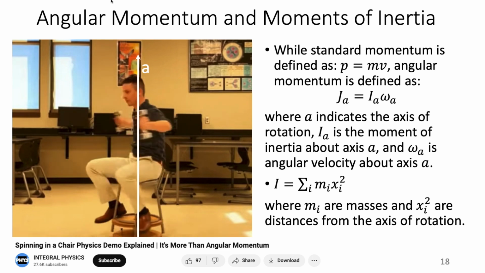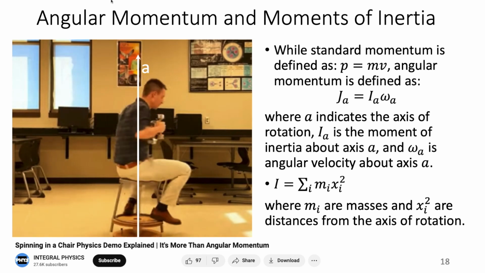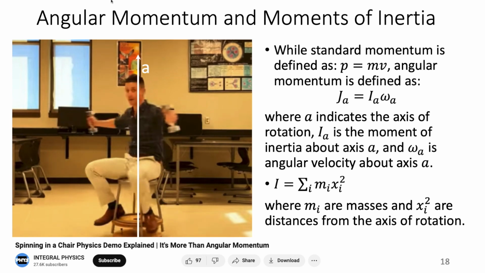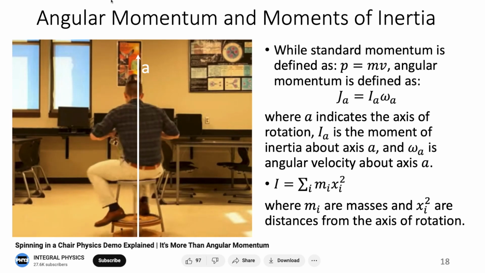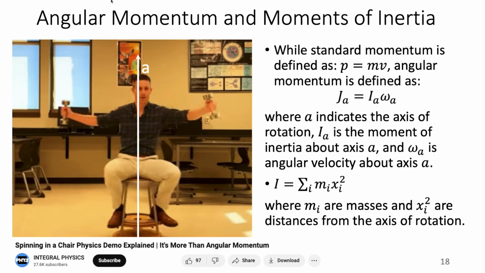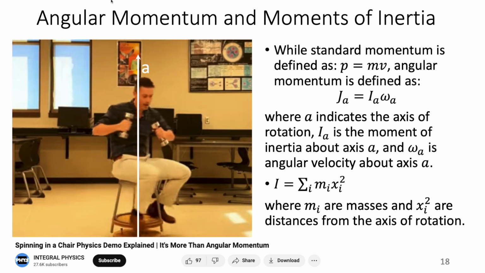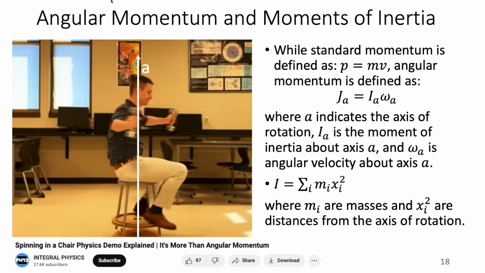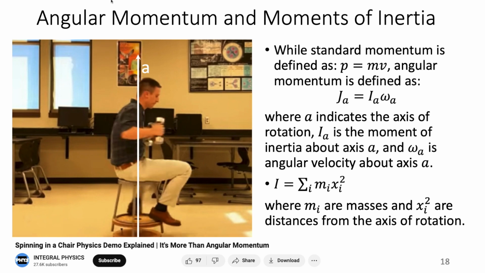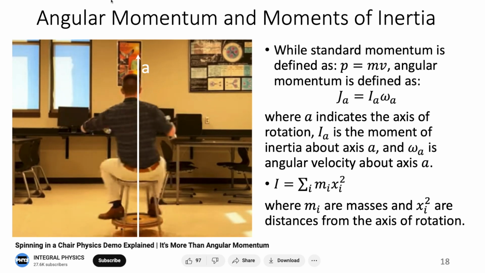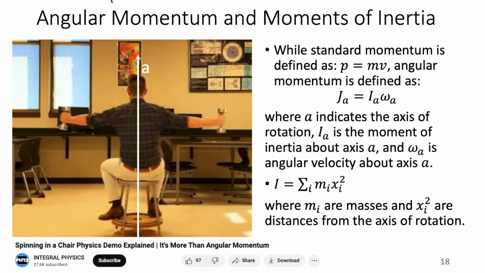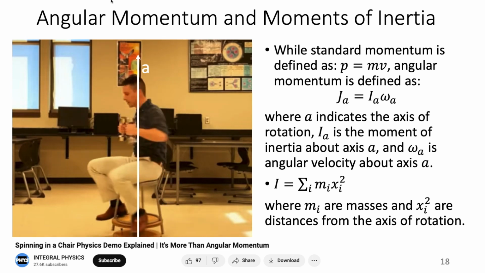So I is the moment of inertia, and the moment of inertia is defined below. You take the sum of each of the masses that are in the system multiplied by their distance squared, and then the distance from what? The distance from the axis of rotation that you're looking at. So if we look at these dumbbells the guy's holding, how far are the dumbbells from that axis A? That's the distance we're talking about. So you multiply each mass in the system by its distance squared, you sum all that together, and that is your moment of inertia. That's all there is to it.